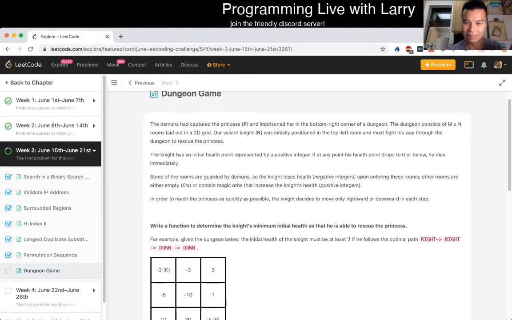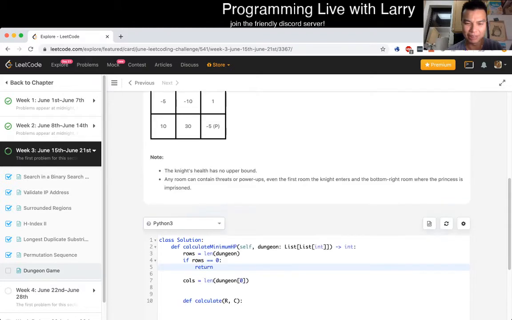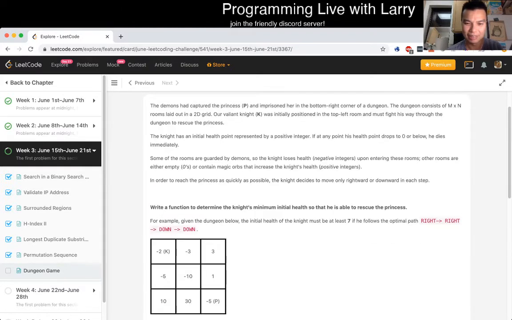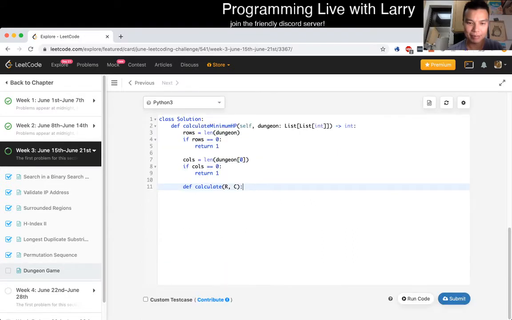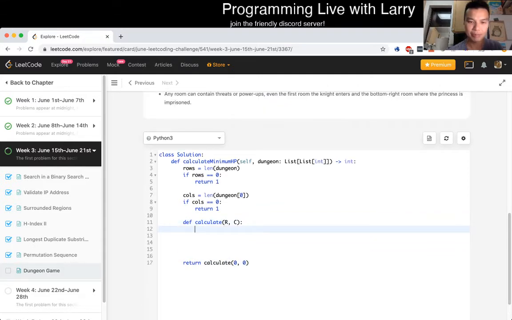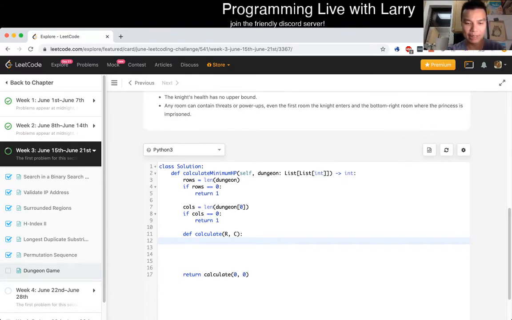Now let's check that if rows and columns are 0, 0, we return. Actually, it's not clear what we should return, so let's just say 1. If R, C is 0, 0, return 1. And then we could return calculate from 0, 0. At each cell, what we want is to get the minimum health that you can be on this current cell, right? So what does that mean?